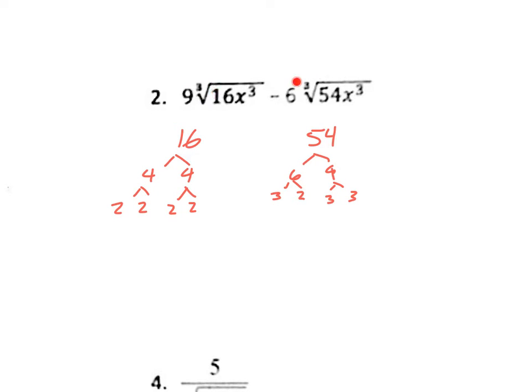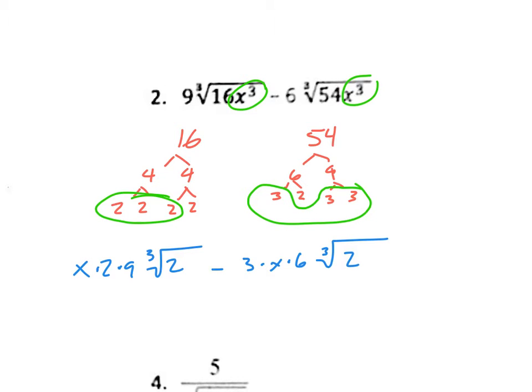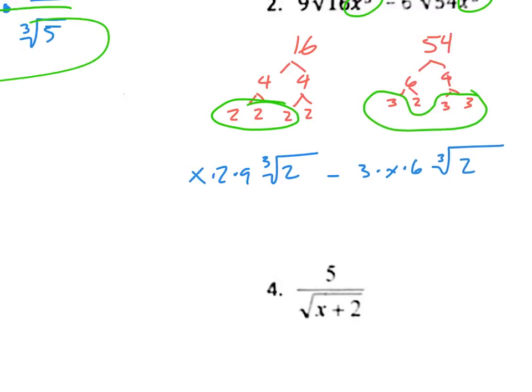Since we see cube roots on both of these, on 16 we've got 3 2's that we can take out. And we also have x cubed, which means we can take out an x there. On 54, we have a group of 3 3's, and we also have x cubed that we can take out. And after we take these pieces outside, we get something that looks like this. So go ahead and multiply those out, simplify them, and see what you get.